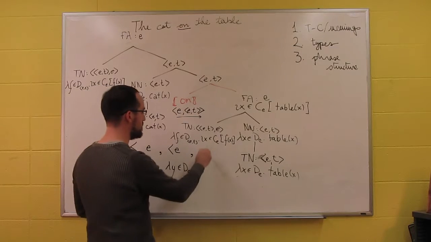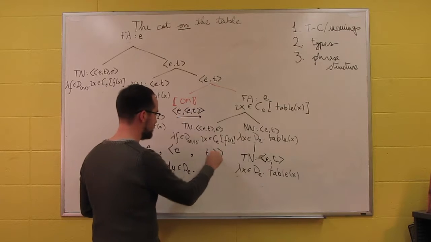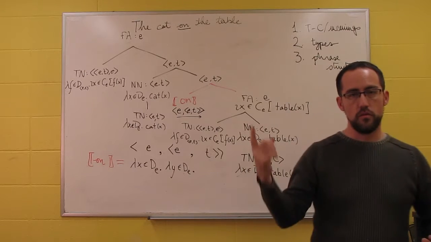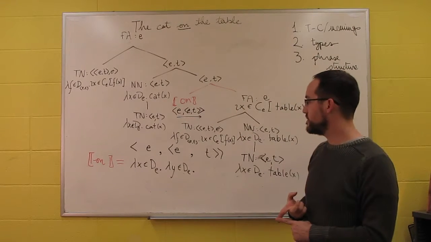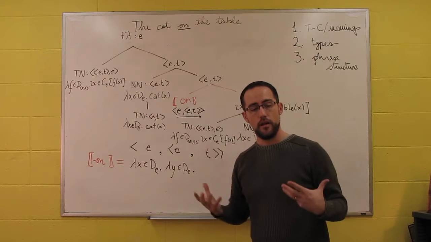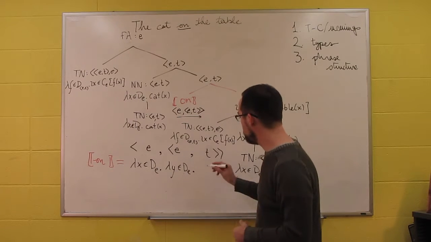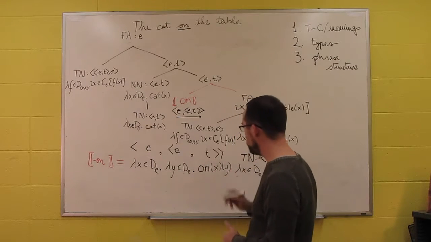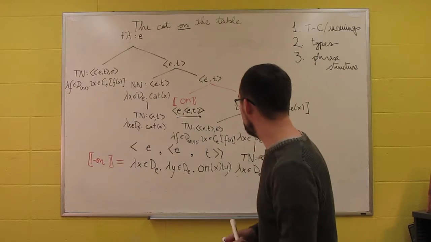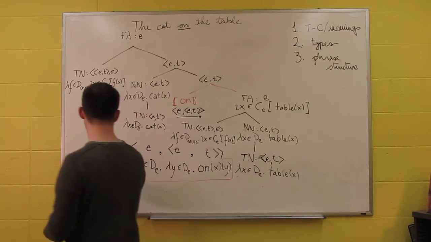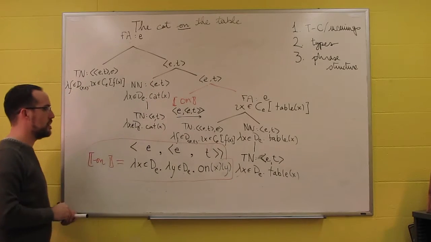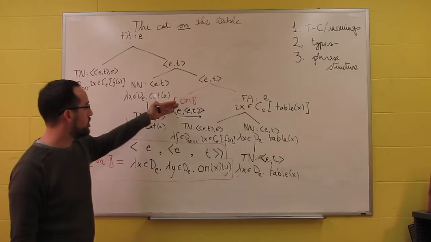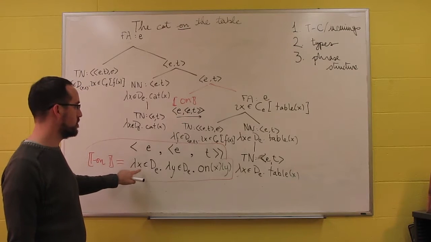Now we have something of type T. And what is that something of type T? Well, truth value 1 or 0: 1 if y is on x, 0 otherwise. And just like with transitive verbs, we can abbreviate that. We can abbreviate it as on(x, y). And there you have it. That's the meaning of on: lambda x in D sub E, lambda y in D sub E, on(x, y), and that will be plugged in to here, using the terminal nodes rule.